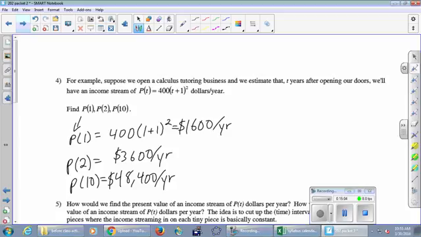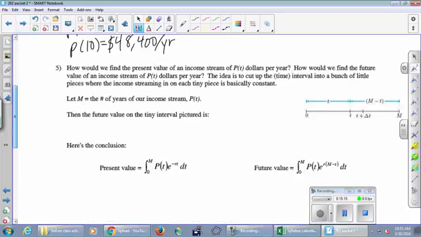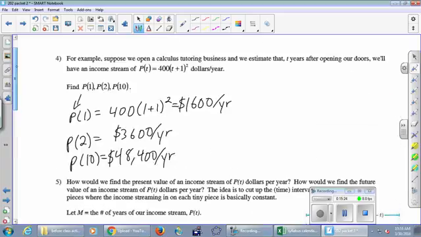Just at one moment in time, we're making this much money per year, but it's not even valid for a second. It's just at one moment. Okay, so moving on to number 5. How would we find the present value of an income stream of P of t dollars per year, or the future value of an income stream? This 1600 business is complicated. $1,600 per year coming in is complicated because it's only for that one moment in time that it's 1600. A second before, it was a little bit less than 1600 per year, and a second after is a little bit more.